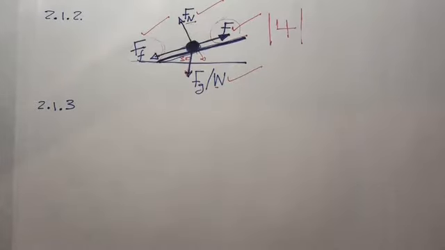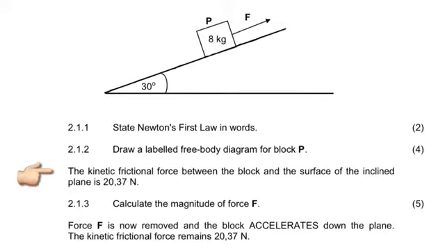Okay, guys, so without any waste of time, let's now move to question 2.1.3. Before we read the question, there's a mini statement given there. I hope you can see the kinetic frictional force between the block and the surface of the inclined plane is 20.37 Newton.